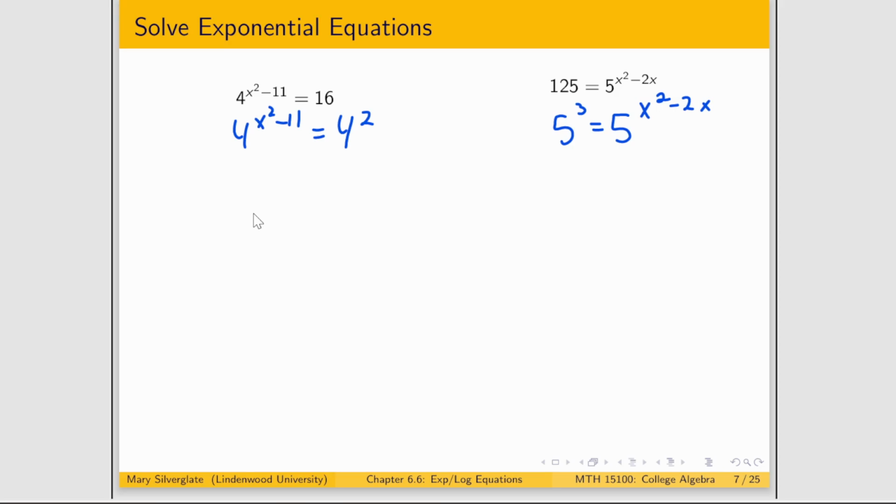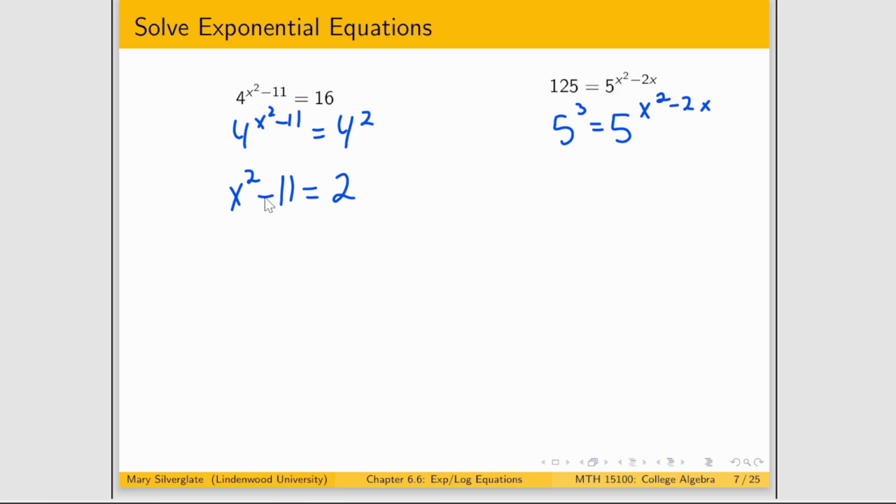Now both of these are ready to actually solve. And don't freak out just because it has a quadratic up there. We've gone over how to solve quadratic equations. So for this first one, we have 4 to the x squared minus 11 is equal to 4 squared. So then logically speaking, x squared minus 11 better equal 2.